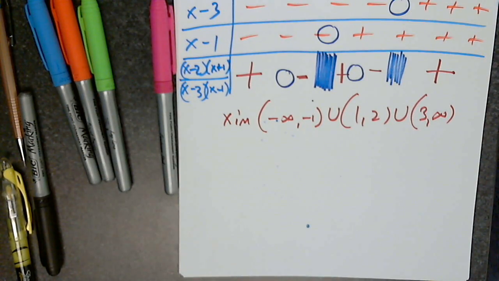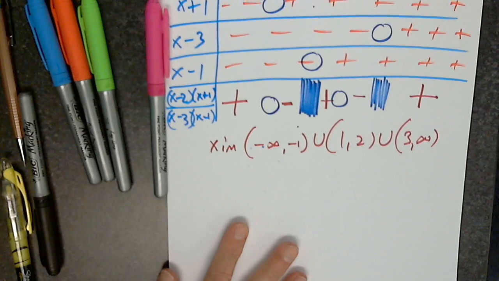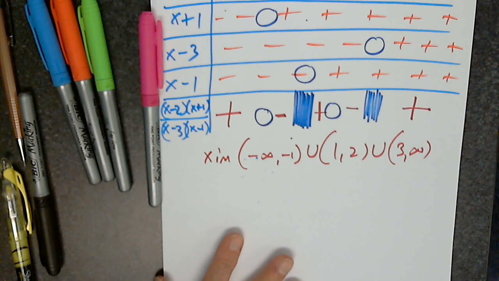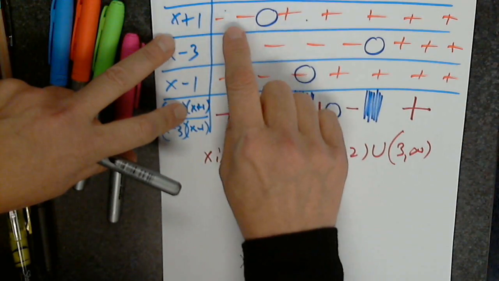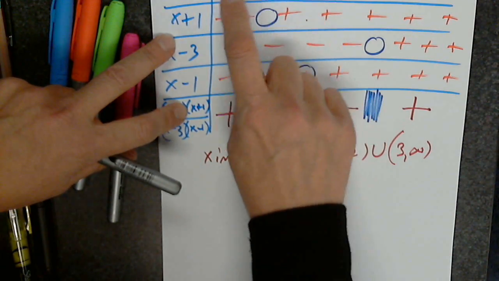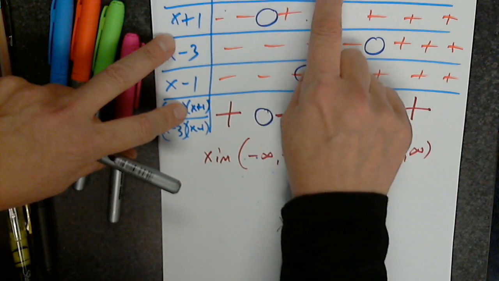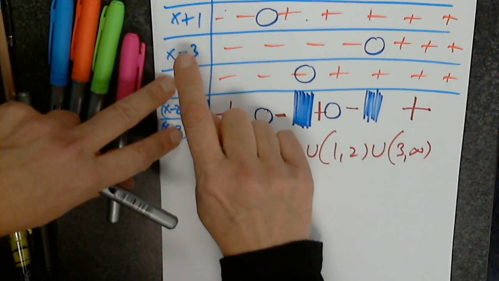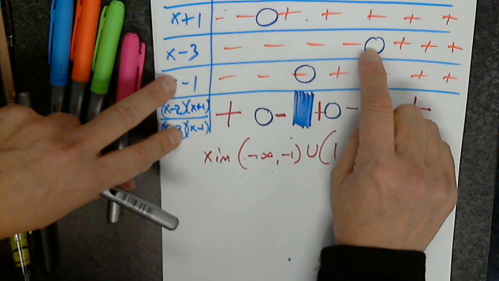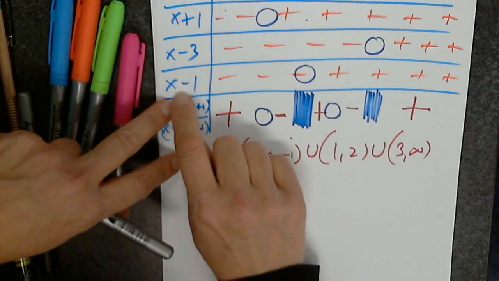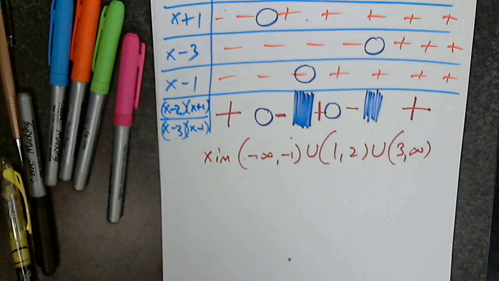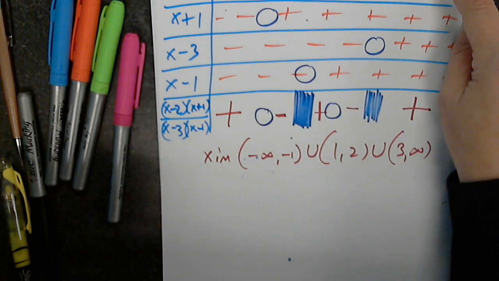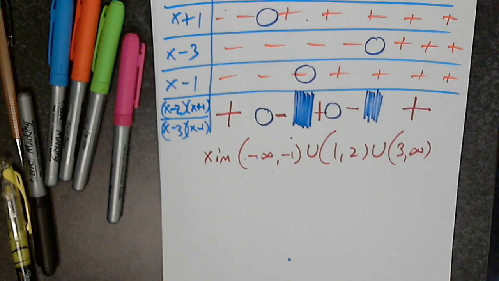Yes. When you first pick your numbers on the top line, -1, 1, 2, and 3, what do you do? X plus 1 is 0 when x is -1. X minus 2 is 0 when x is 2. X minus 3 is 0 when x is 3. And x minus 1 is 0 when x is 1. We have to determine those on the side and then put this in ascending order, and then everything will work. Anything else?